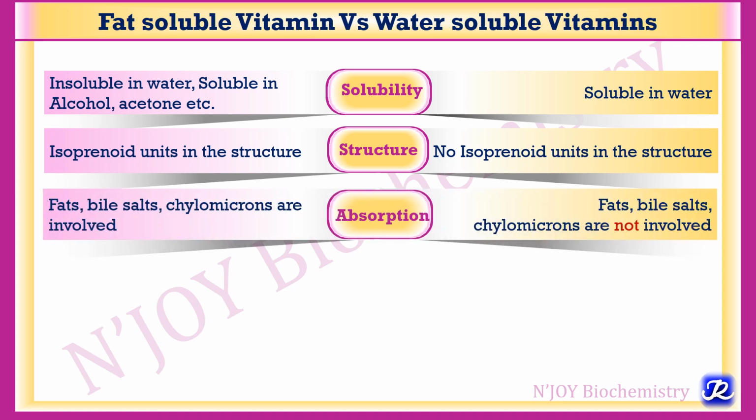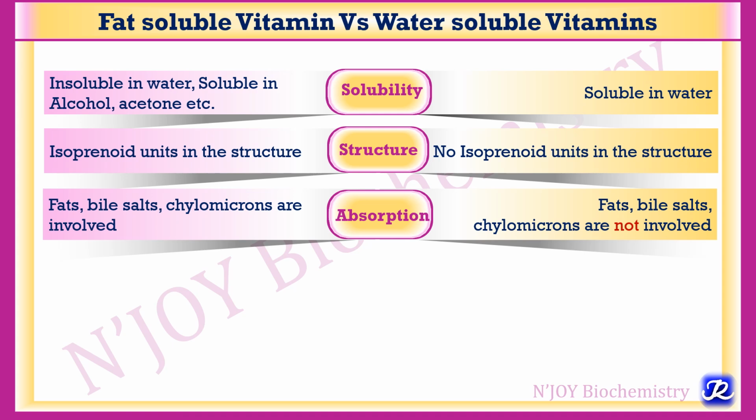Now absorption, how does the absorption of fat soluble vitamins occur? So it occurs with the help of chylomicrons. So fats, bile salts, chylomicrons all are involved in the absorption of fat soluble vitamins. Bile salts are required for micelle formation, and with the help of micelles they are absorbed in the intestinal cell.